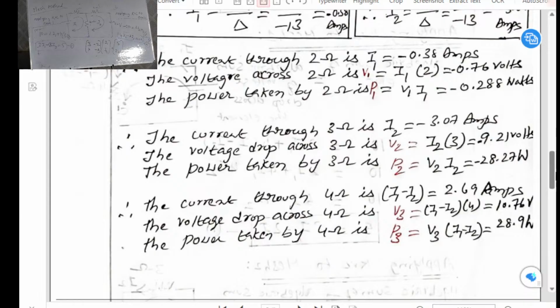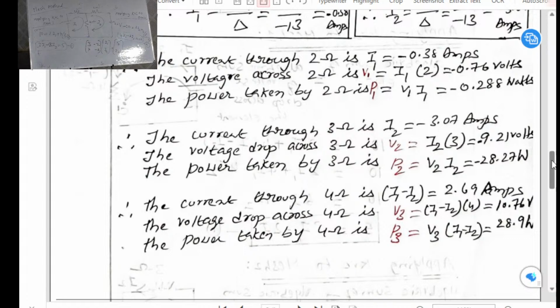Now 3. First one: what is the current through 2 ohms? Current, voltage, power. What is the current through 2 ohms? What is the voltage drop across 2 ohms? What is the power taken by 2 ohms? Second one, 3. Last one, 4. Totally we got 9 results. Total how many results we got?